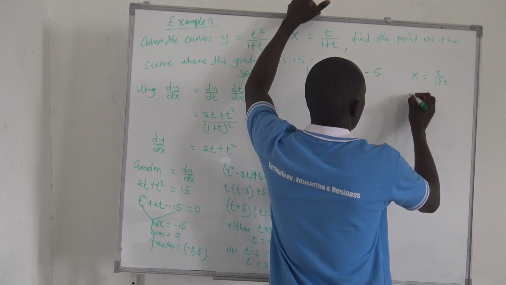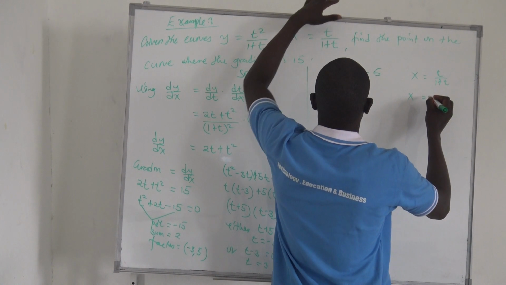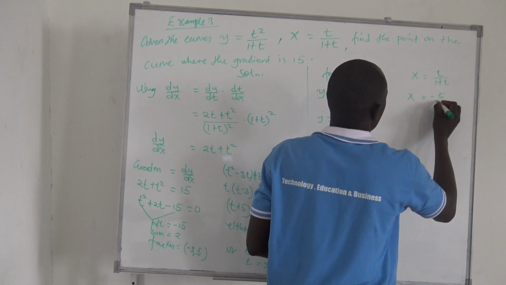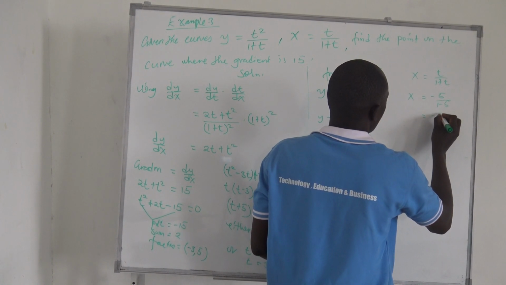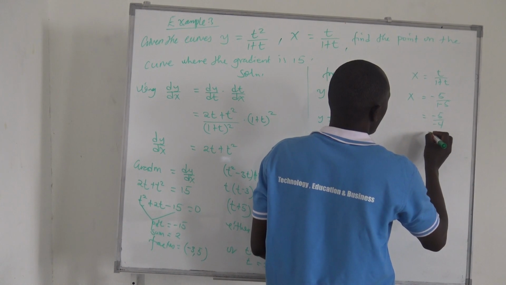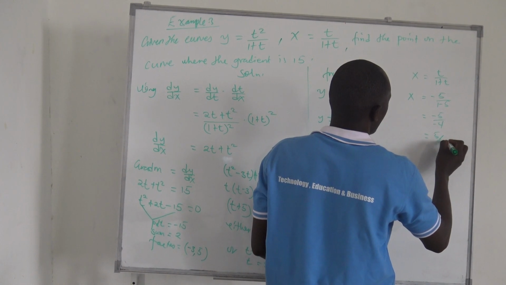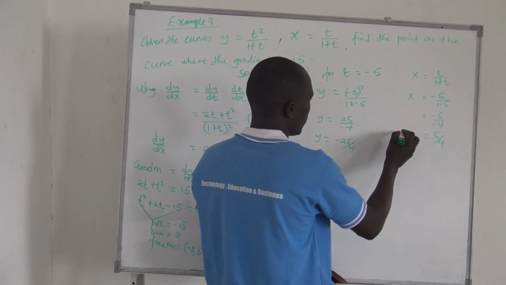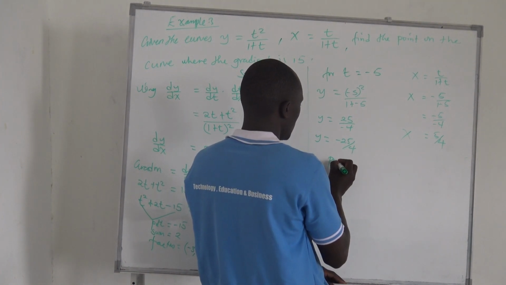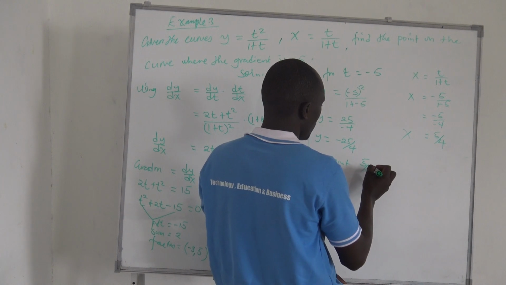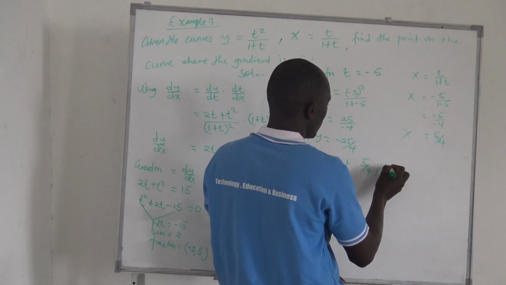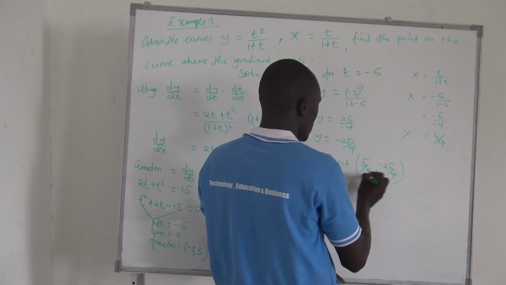X equals, what is our t? It is already -5. We say -5 over 1 minus 5. What is it? -5 over -4, which is 5 over 4. So what is the point now? We write x and y. What is the point? The point becomes 5 over 4, -25 over 4. That's 1 point.